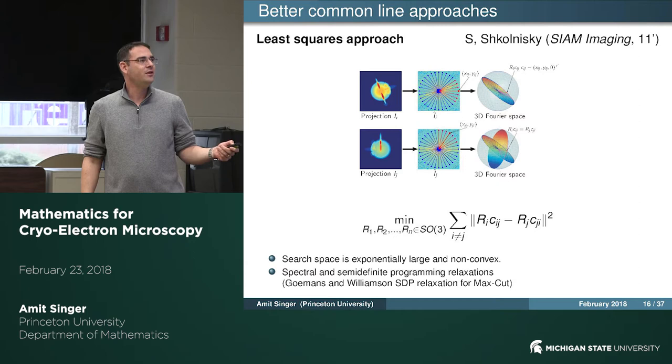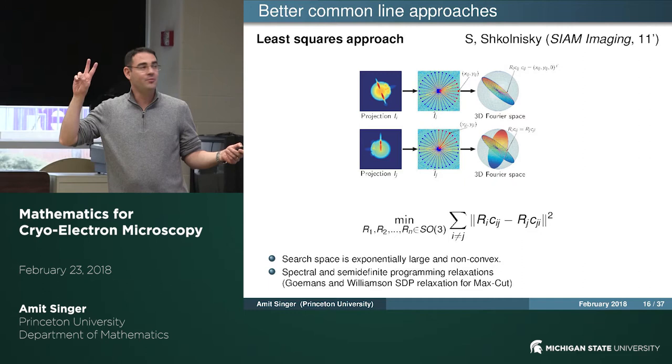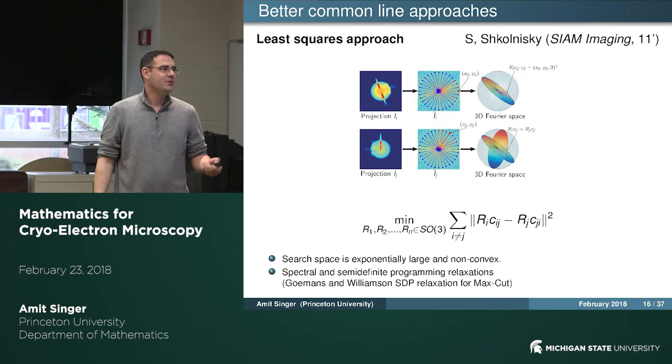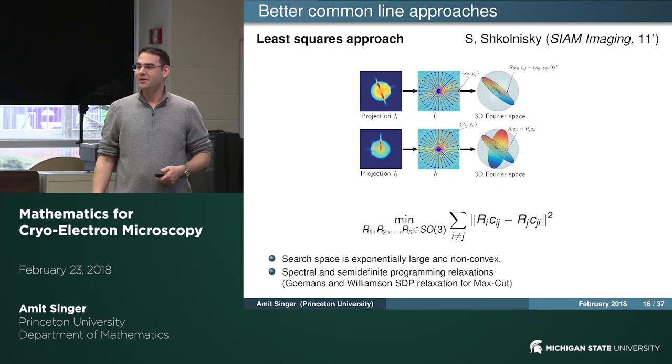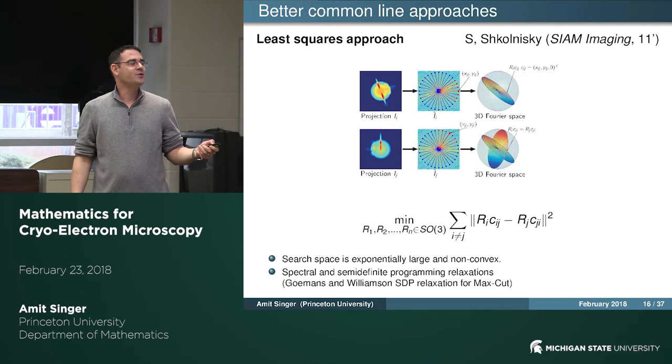A quadratic of this form. The only complication is that you'd like to see the solution which is in SO(3). If you completely relax that constraint, then there is a trivial solution of just zero, set R to zero. So trying to find a solution in an exponentially large, non-convex space is a bit of an issue.